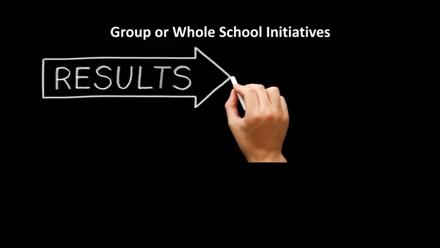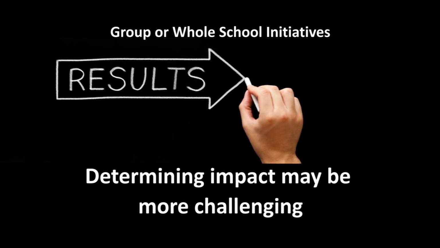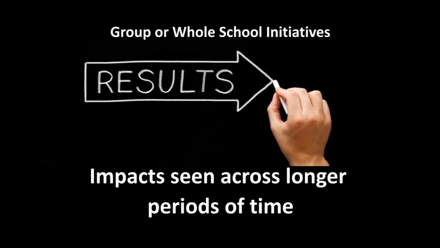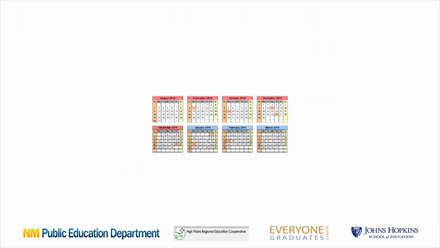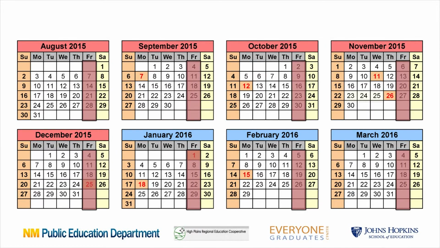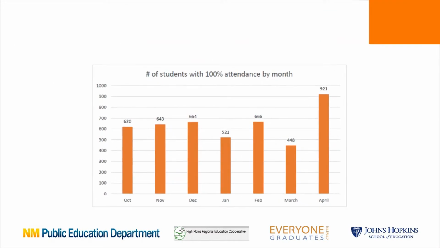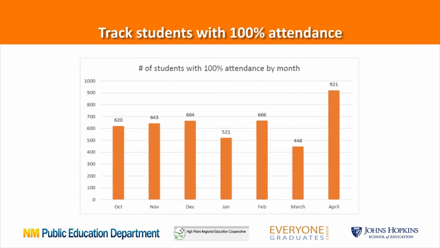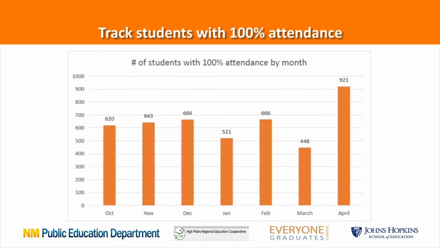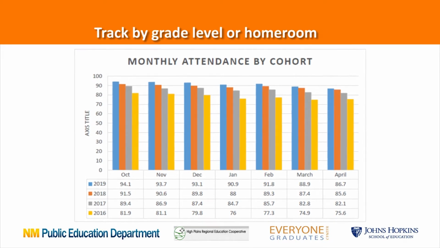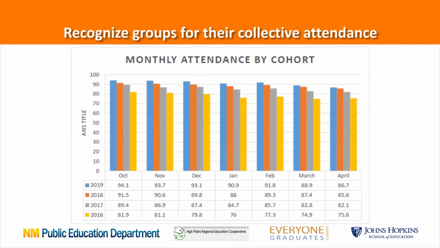For the group interventions or whole school initiatives, the process of determining impact may be more challenging, especially in behavior and course performance, where impact will be seen across longer periods of time. For attendance, the most common approach that we have seen is when certain days or time periods are targeted because they have been a challenge for attendance previously, as was mentioned in the New York City example earlier. Two other opportunities are to track the number of students with 100% attendance as you recognize and celebrate 100% attendance each month. And second, to track the attendance of a grade level or homeroom as you hold competitions and recognize groups for their collective attendance.